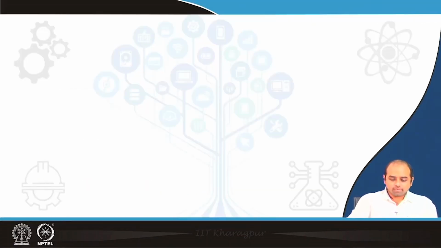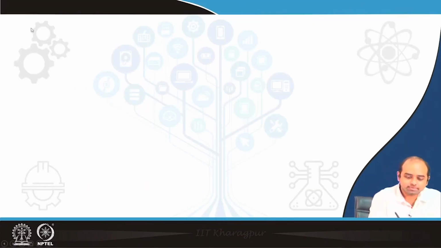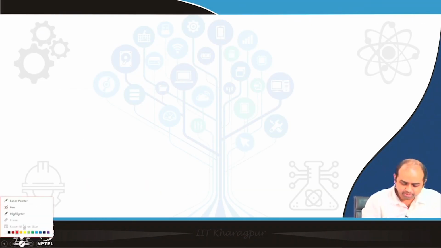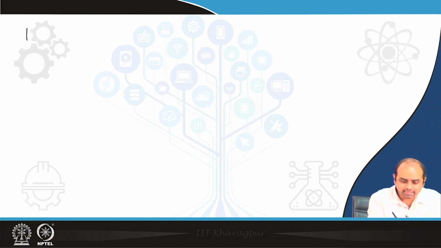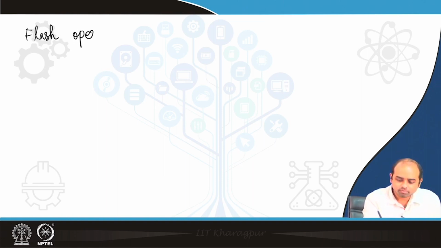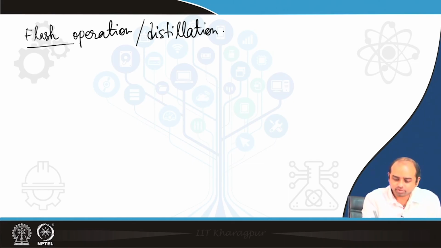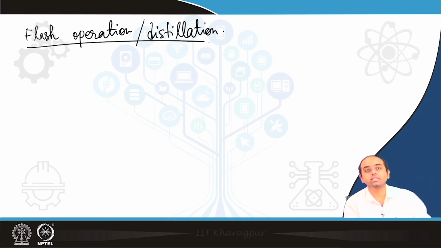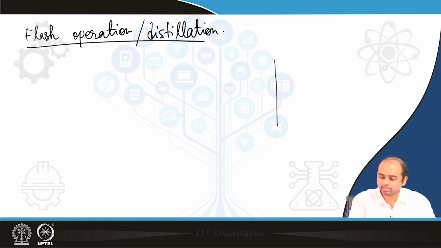Okay, so now for a flash distillation, flash is equivalent to a single stage in a multi-stage process. Let us try to have a clear picture of the degrees of freedom for this flash case, and this will slowly help us to understand the degrees of freedom later on for a multi-stage process.